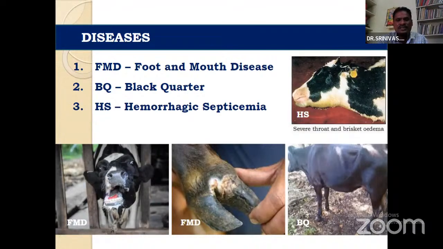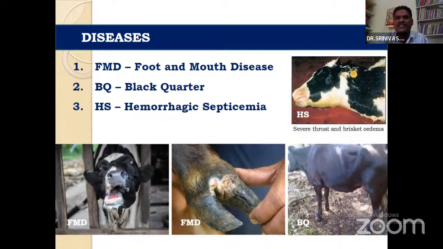So it's very contagious. The only thing is to go for vaccination. Usually we have a government program, just like polio in humans. We have vaccination twice yearly, in February and September. We vaccinate all the animals in all villages. Almost all over India, we have a very good vaccination program for these animals.